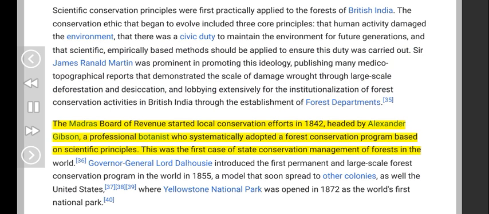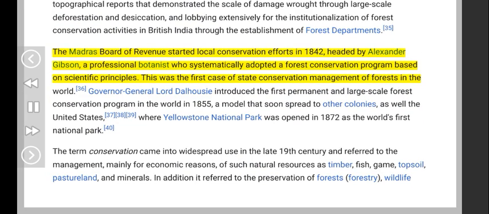The Madras Board of Revenue started local conservation efforts in 1842, headed by Alexander Gibson, a professional botanist who systematically adopted a forest conservation program based on scientific principles. This was the first case of state conservation management of forests in the world.